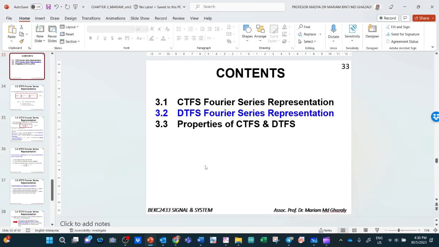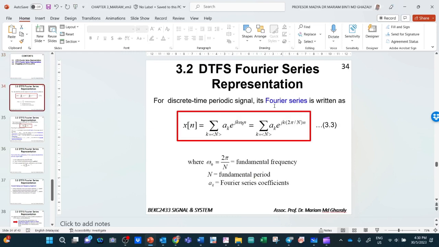So we will continue on the second part in the Fourier series, which is the discrete time Fourier series presentation. And if you look at what you have on the slide, this is the equation for the discrete time Fourier series, whereby the equation is almost similar to the continuous time Fourier series.